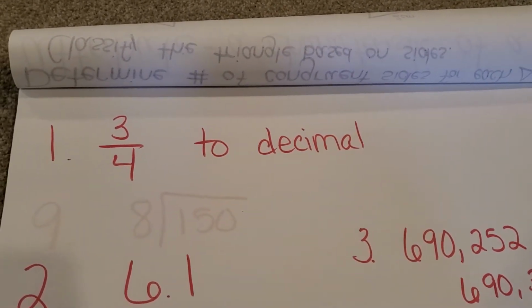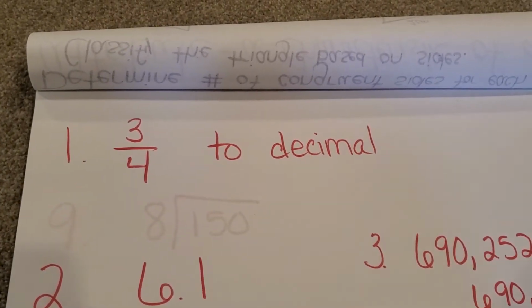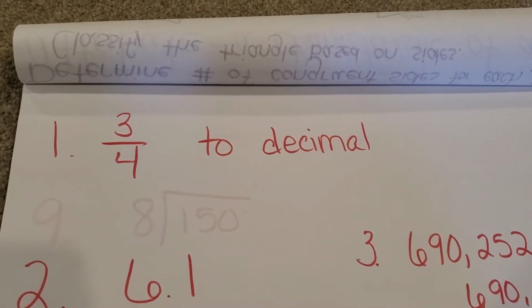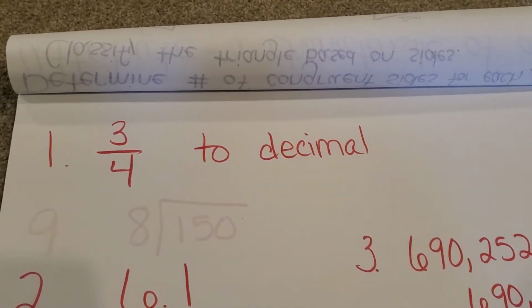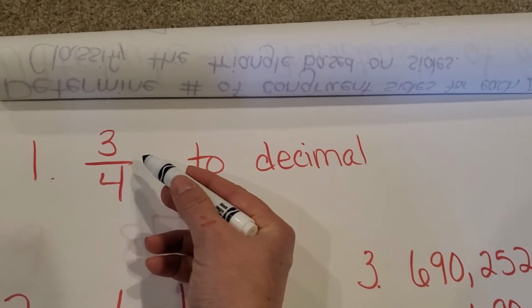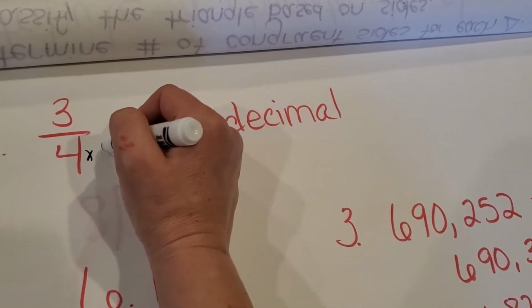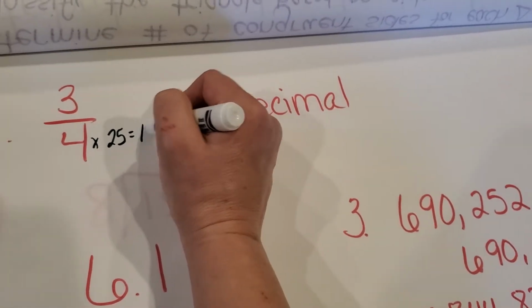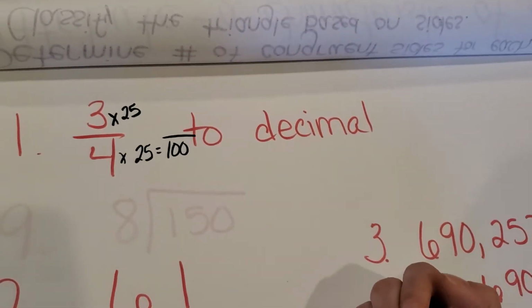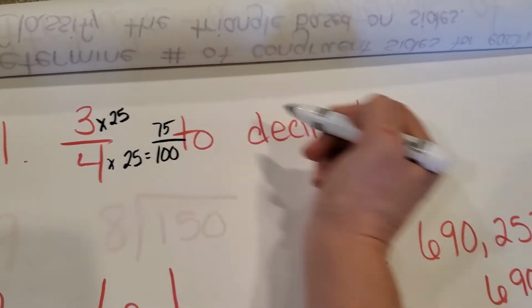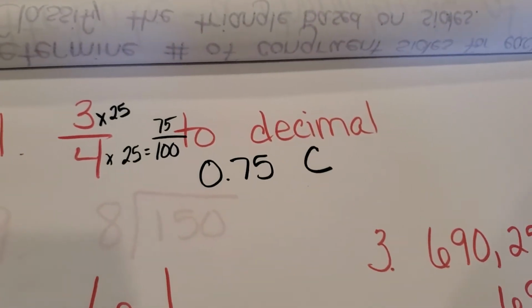Number 1, here we go. It says, what decimal is equivalent to 3/4? You can do this two ways. You can think of it as quarters. It takes 4 quarters to make $1, and if you have 3 quarters, then it would be 75 cents or 0.75. Or you can multiply 4 by 25 to get 100. Whatever you do to the bottom, you have to do to the top. Multiply 3 by 25 and you get 75. Therefore, your answer is 0.75 or C.